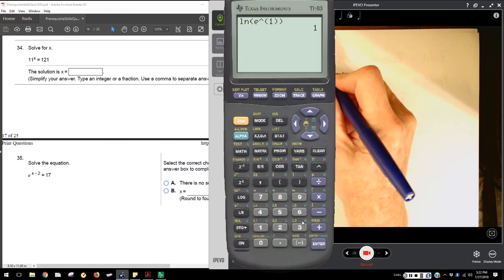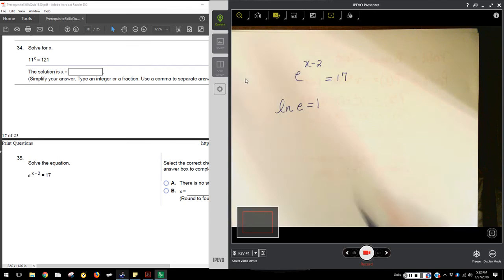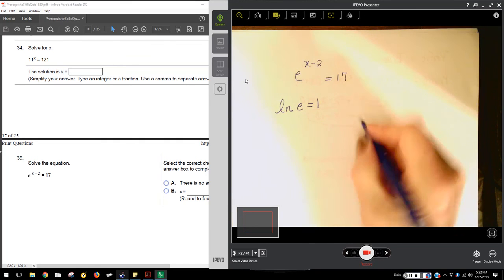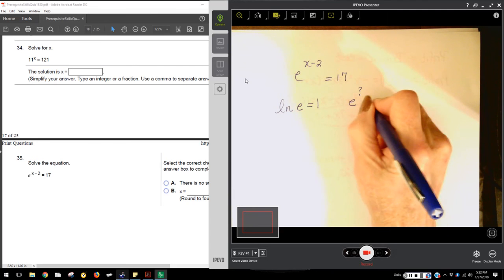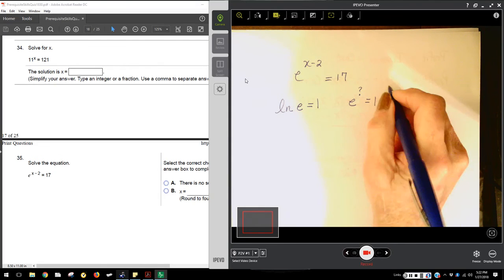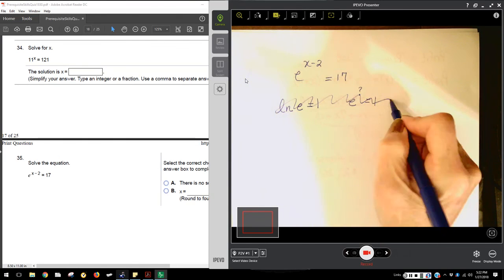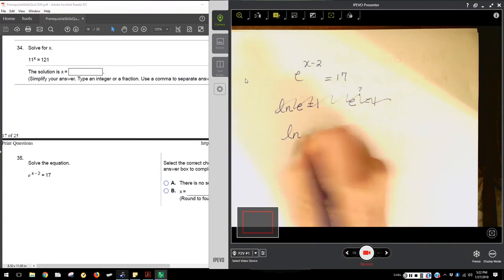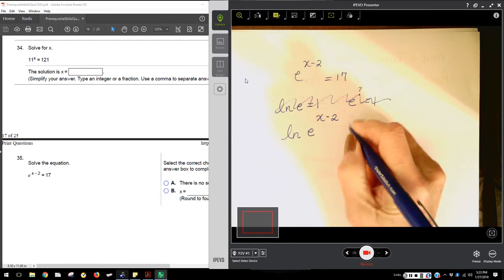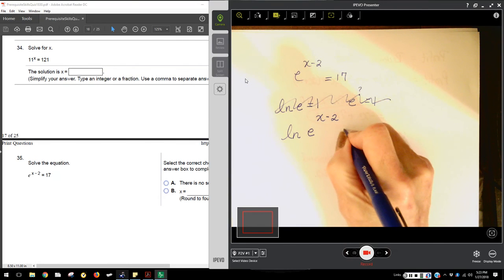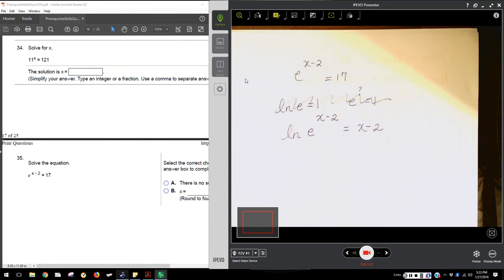This is the exponential form. This is the logarithmic form. This is the equivalent of saying e to what power equals 1, and the power is the natural log. What this lets us do is, if we take the natural log of e to the x minus 2 power, that's actually equal to x minus 2 for the power.